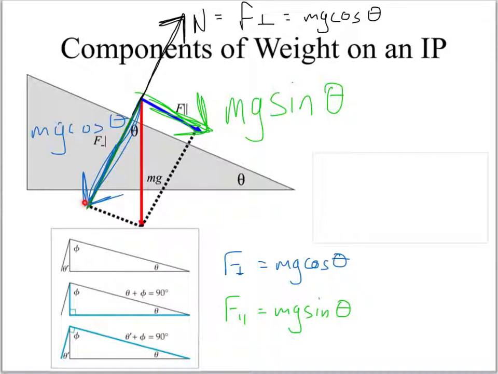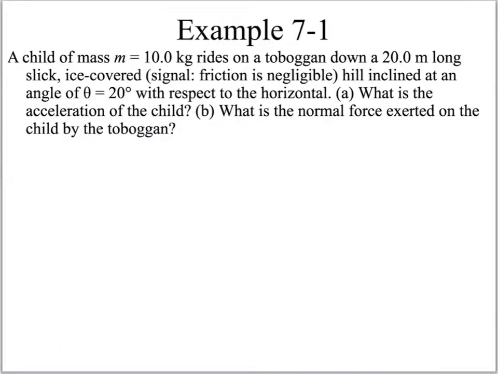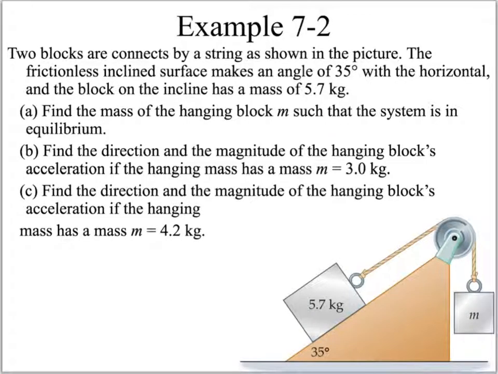So let's see if we can do some examples together in class, and we're not going to worry about that. We did talk about the normal force that the toboggan exerts on the child, and that's very much like what we just talked about. But we're going to skip ahead to example 7.2, which deals with something that should look familiar to you, and that is a form of an Atwood machine.